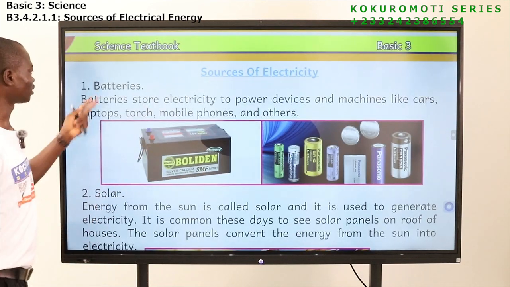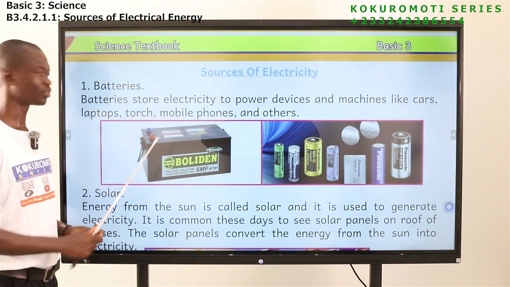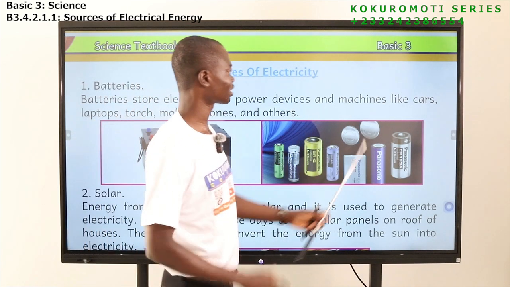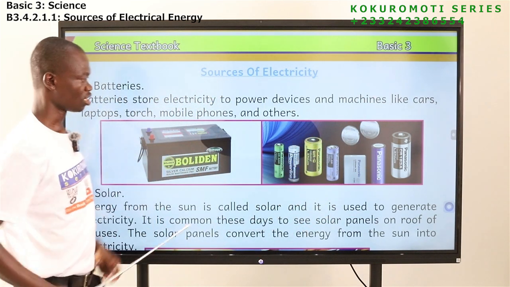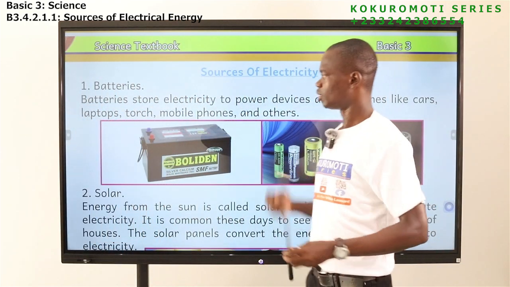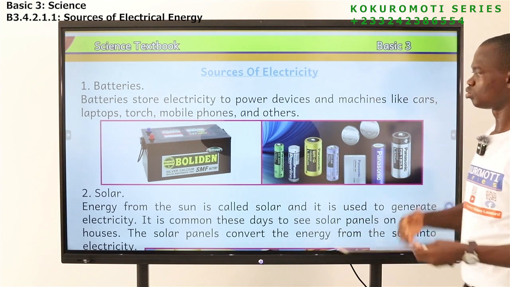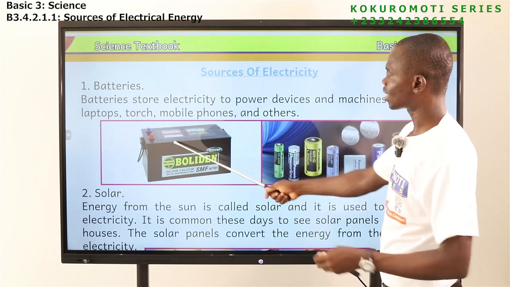The first one is batteries. Batteries store electricity to power devices and machines like cars, laptops, stores, mobile phones, and others. The batteries that we use carry power. They have power stored in them, and that power is used to do so many things, to produce light and other things. So this is a car battery.